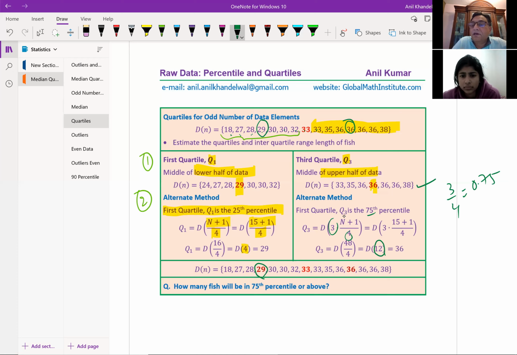So what is the middle value of the lower half? You can see very clearly there are 7 terms and therefore 29 is the middle value, correct? So that becomes Q1. So Q1 is 29, correct? Easy. Q3 is the 75th percentile, or the median of the upper half. The upper half starts from this, as I told you earlier, and the middle value is 36. Therefore, Q3 is 36. Is that clear to you?